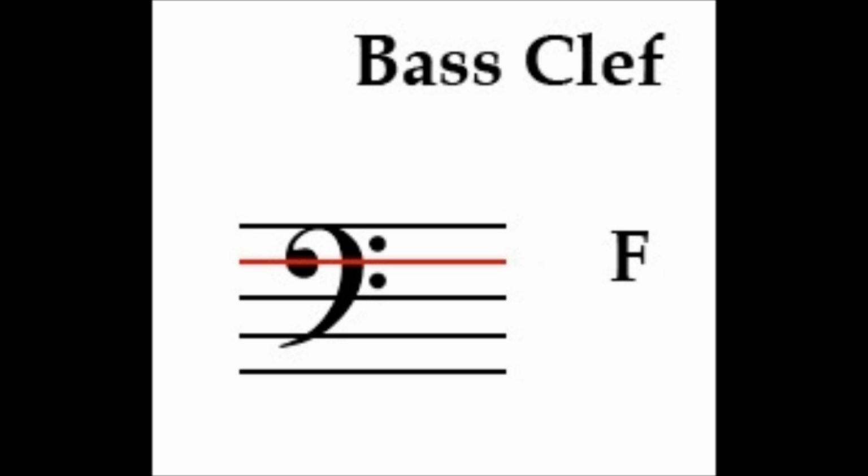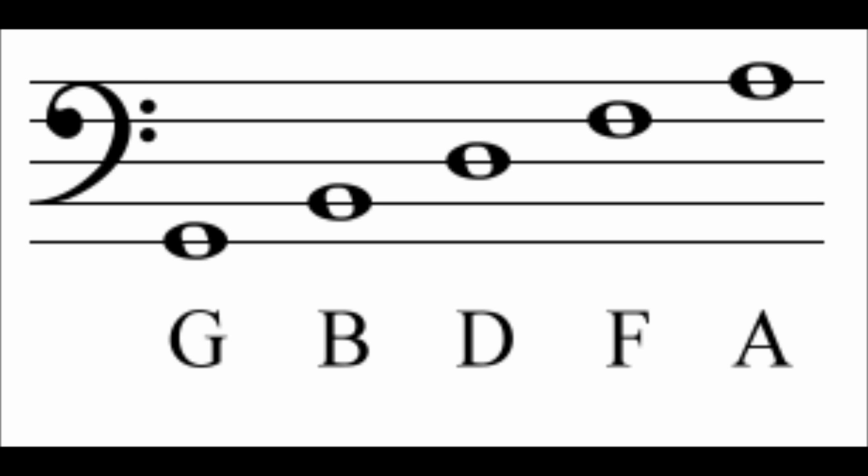So what are the names of the various notes for the spaces and lines of this bass clef? The lines are G, B, D, F, A. What are the notes that correspond to the lines in the bass clef? The answer is G, B, D, F, A. To remember this, you can use the phrase, good boys do fine always, or good boys deserve fudge always.